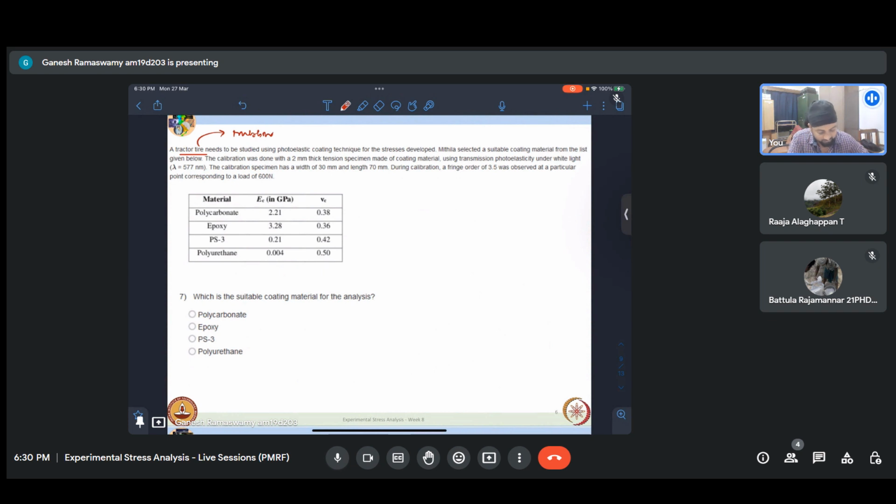So Mithila selected a suitable coating material from the list given below. The calibration was done with a 2 thick tension specimen made of the coating material. So he selected a coating material and took a 2 thick tension specimen out of that coating material and did transmission photoelasticity under white light with lambda equal to 577 nanometers. The calibration specimen has a width of 30 and a length of 70. So let me just draw that.